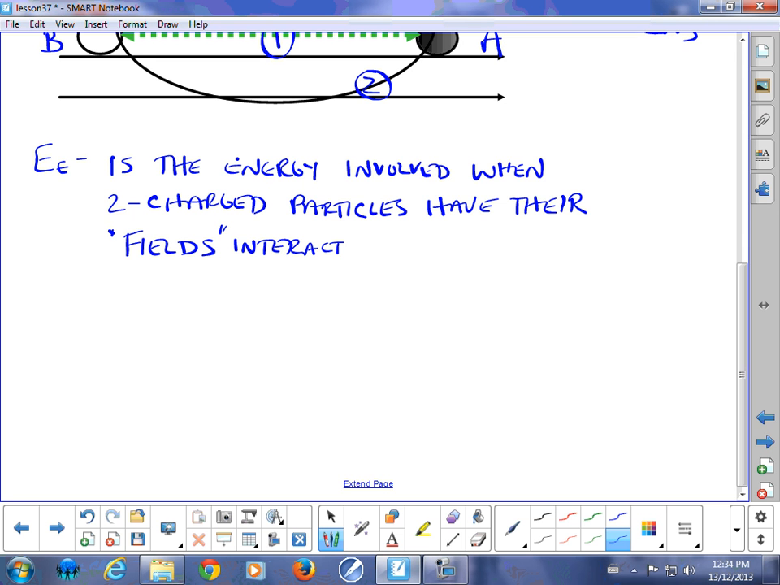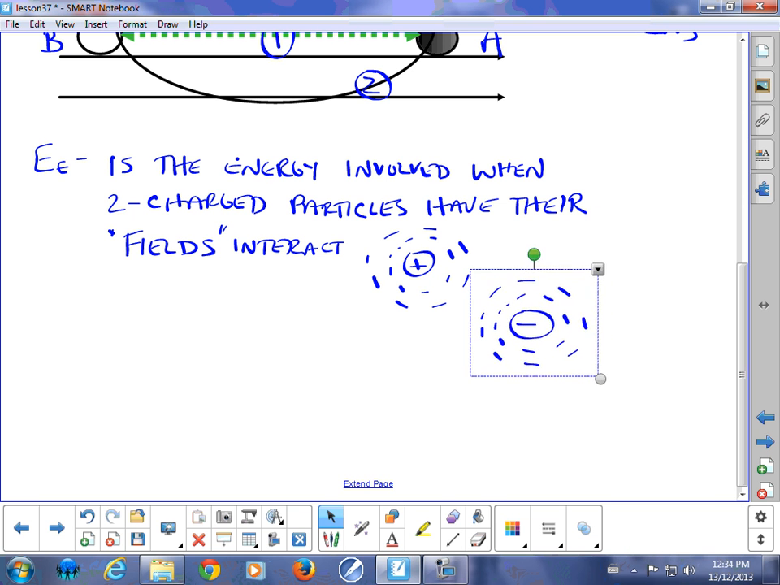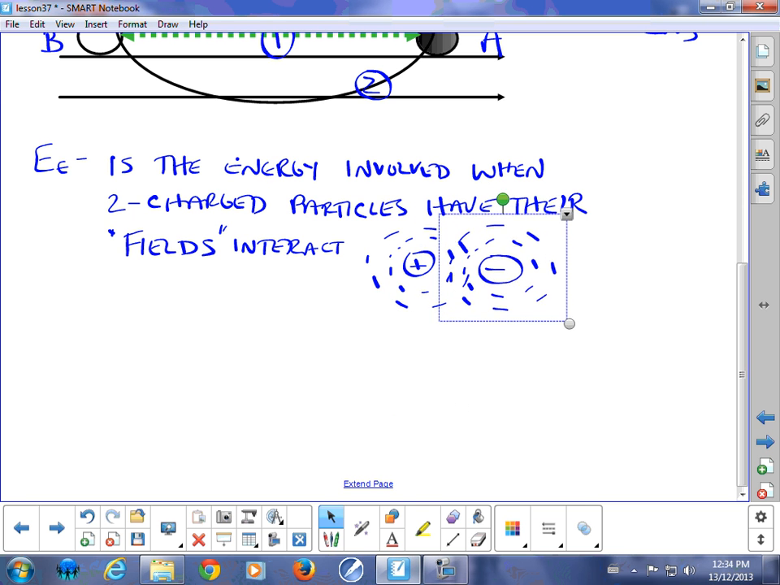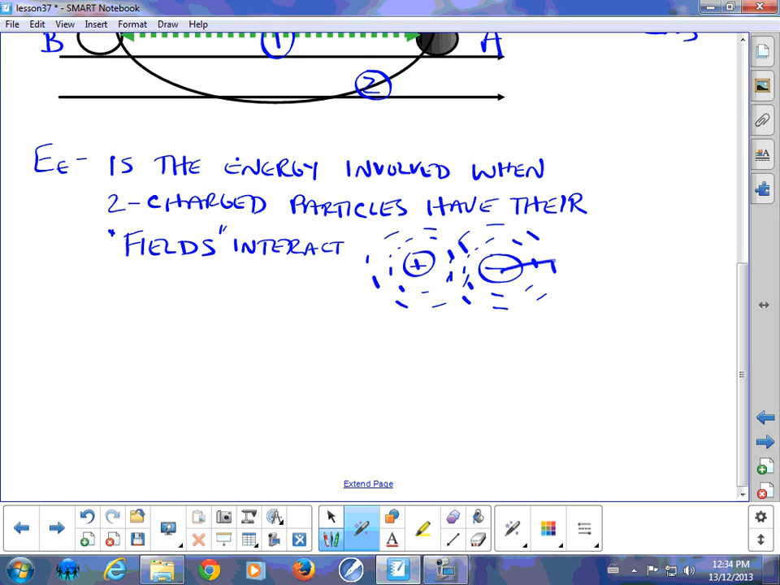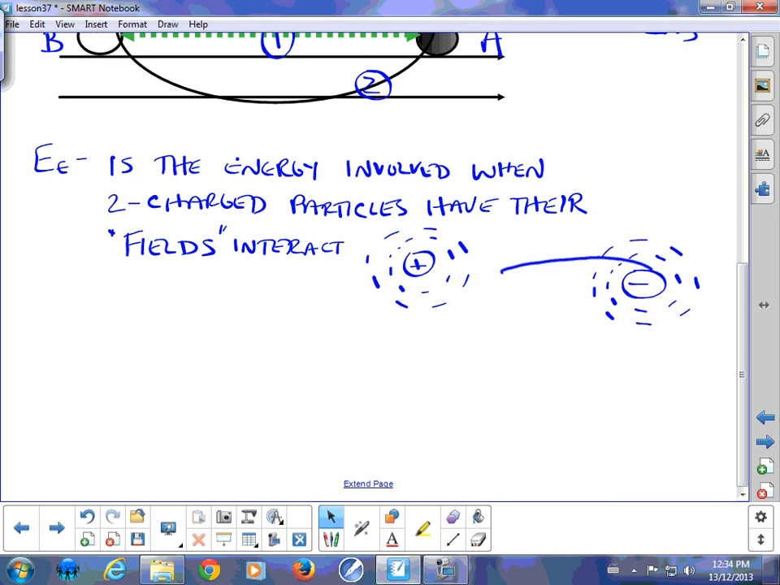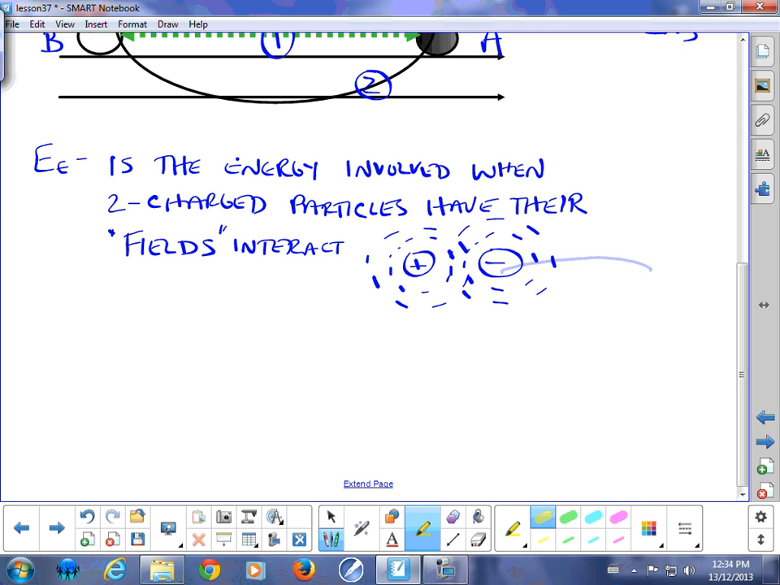So their fields interacting. If we had a charged particle, and here's its field, and create another one right here, and we were to move my second charged particle closer, right in here, that area where the fields are interacting is where that energy is coming from or emanating. So move particle away, fields interact. It's that region in there that's causing that energy created.